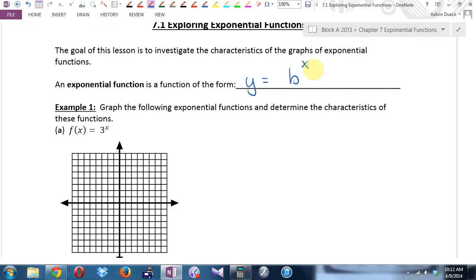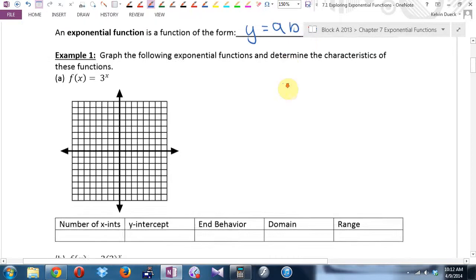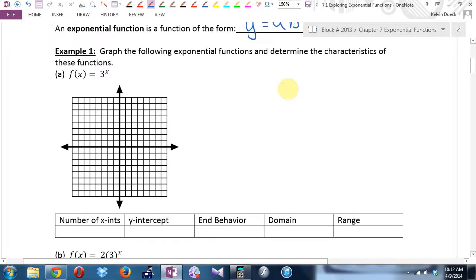An exponential function is an equation where x is an exponent. However, you might have a coefficient. So you put a little a there. Usually, I prefer it when there's a little visible 1 there. But you might have a number. So graph the following exponential functions and then determine its characteristics.